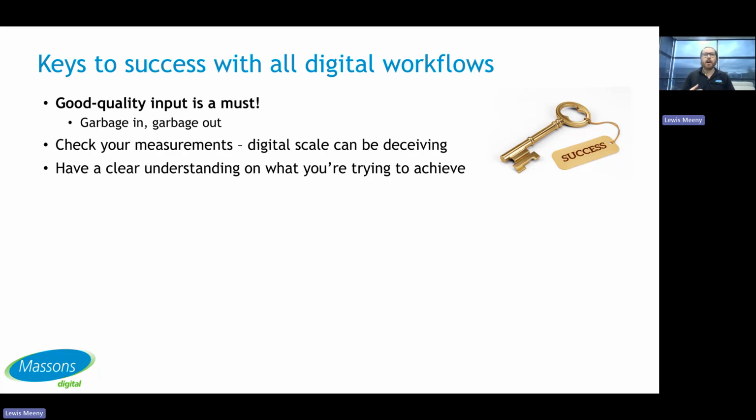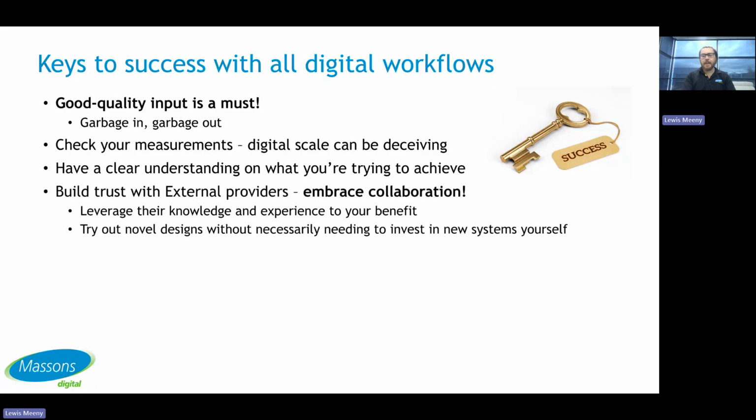We don't want to go in and go, oh, I just want to make an AFO. We want to understand what we're trying to achieve, and then we can break down what we need to get there. Spend the time building trust with external providers, regardless of who they are, and embrace the collaboration. Especially a lot of external providers are used to digital workflows, and you can leverage their knowledge and experience. In the same vein, your colleagues, friends, anyone who's tried these, leverage that knowledge. And you can also try out novel designs without having to invest in something yourself.